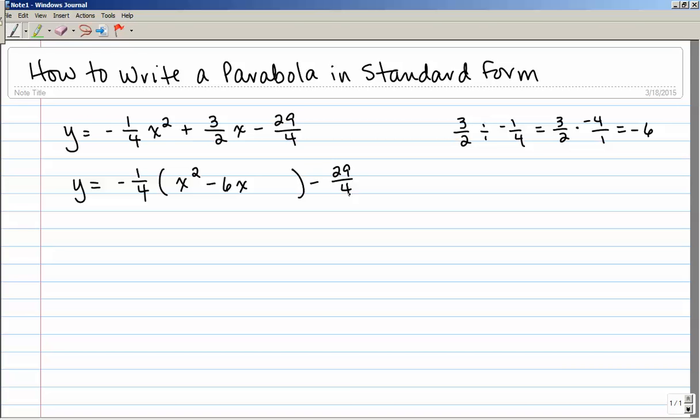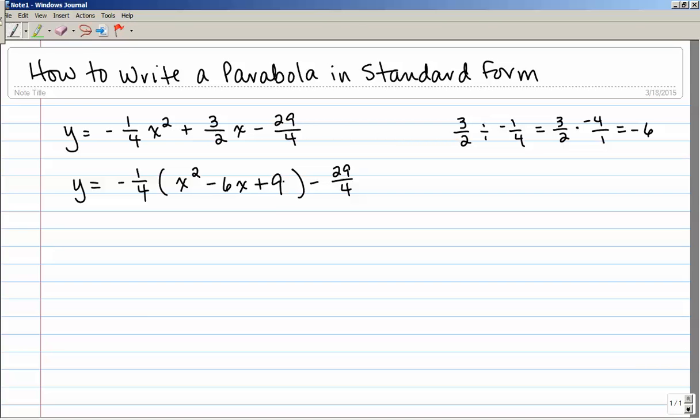Now to complete the square, I need to find a number to put in this space right here that makes the stuff in the parentheses here a perfect square trinomial. To do that, I take this number here, which is my b, negative 6, take half of that and square it. Half of negative 6 is negative 3. Negative 3 squared is 9. So I add a 9 here. Now the stuff in the parentheses is a perfect square trinomial.